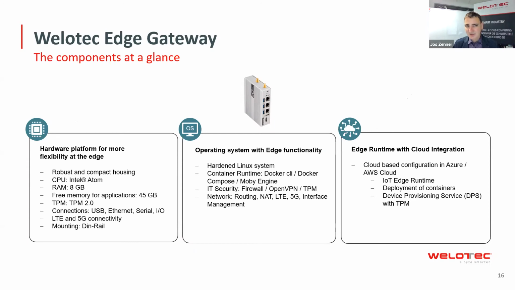The Viltech edge gateways consist of three different parts. We have the hardware, which is Intel Atom-based hardware with 8 GB of RAM. And for your applications and data storage, we have 45 GB free for you. And a lot of different connections like USB, serial, 5G, and IOs. And it can be mounted on DIN rail.